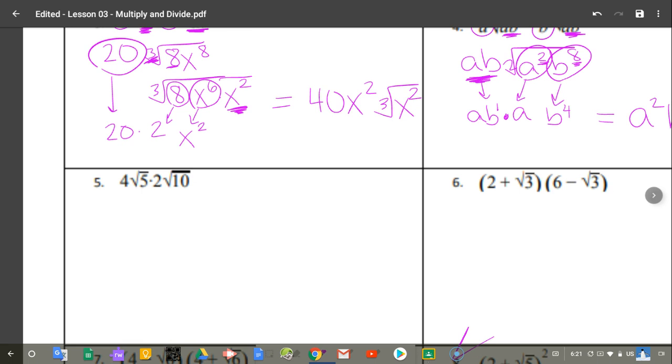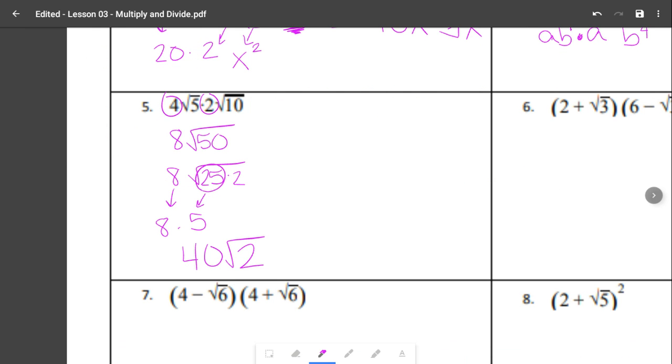So as you can see, multiplying the outsides, 4 times 2, I got 8. Inside, 5 times 10, I got radical 50. Simplifying, 50 breaks up as 25 times 2. 25 is the perfect square. It comes out as 5. Bring down the original 8 that we got from multiplying, and 8 times 5 is 40, and then radical 2 is left inside.